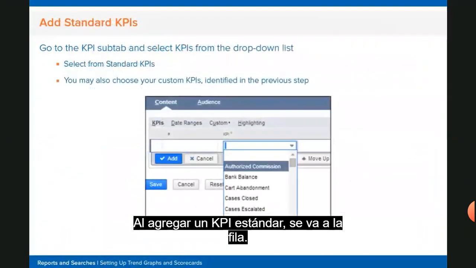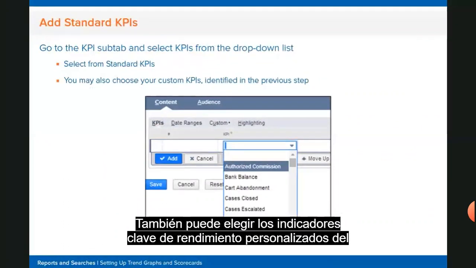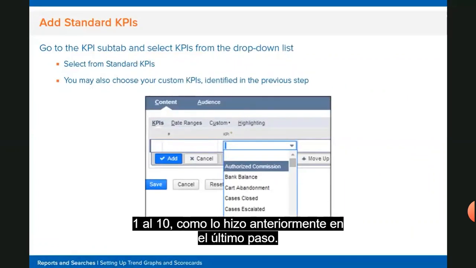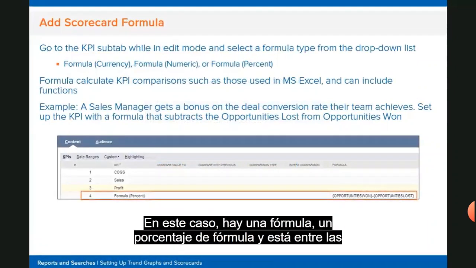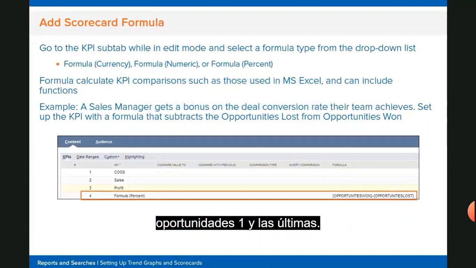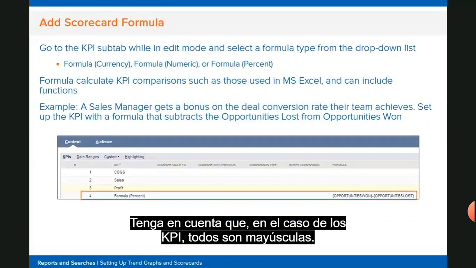Adding a standard KPI, you go to the row, you select from the drop-down your standard KPI. You can also choose your custom KPIs from 1 through 10 that you previously did in the last step. You can add in formulas or calculations. In this case, there's a formula percent, and it's between opportunities won and opportunities lost. Do note that for KPIs, they are all uppercase.